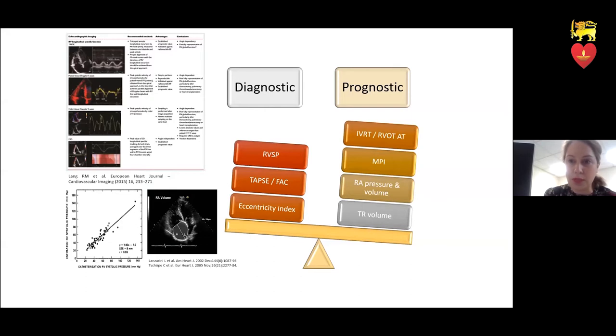Here is, as I described from the beginning, how we separate the indices for the right heart into prognostic and diagnostic. Prognostic indices have a special value for us because it has been proved through studies that they are associated with endpoints such as death and hospital outcomes. Diagnostic indices may not be associated with the outcome of death. However, they have a great sensitivity to diagnose pulmonary hypertension.